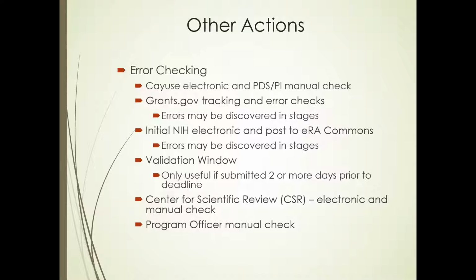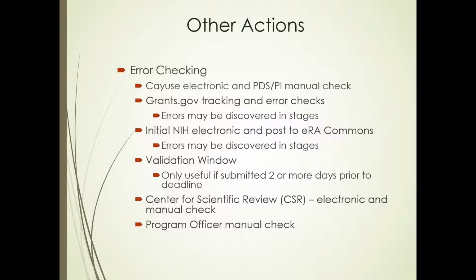So some of the other actions that take place once a submission is done are different types of error checking. We use a submission system called CAIUS to push into grants.gov the applications that are going to be submitted to NIH through grants.gov. And this gives us an extra layer of electronic checking that's done before the proposal even goes into grants.gov. Then grants.gov does some error checking, and NIH does error checking.